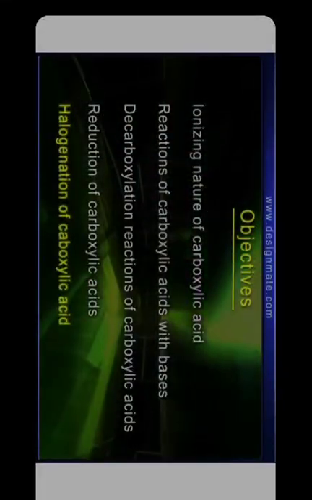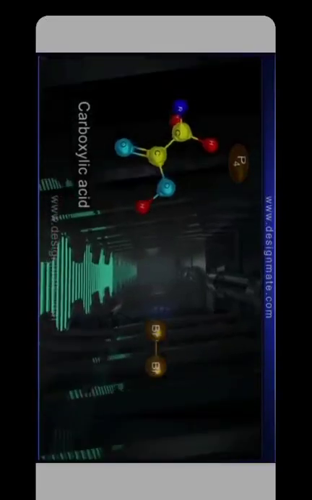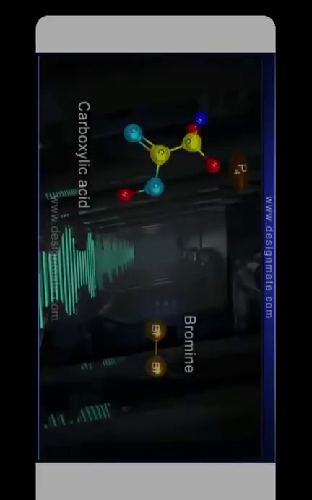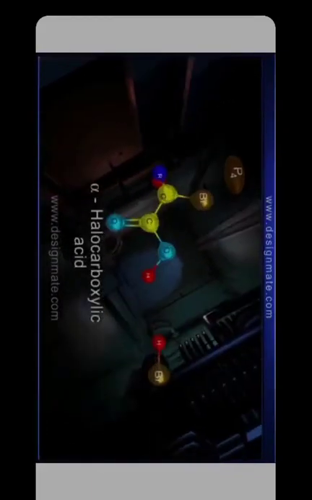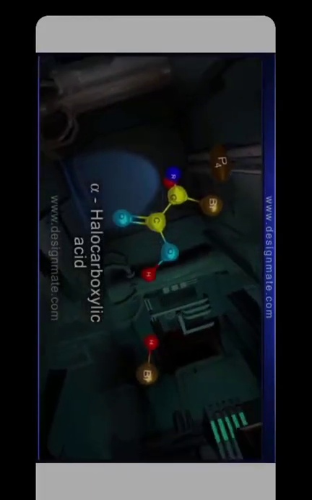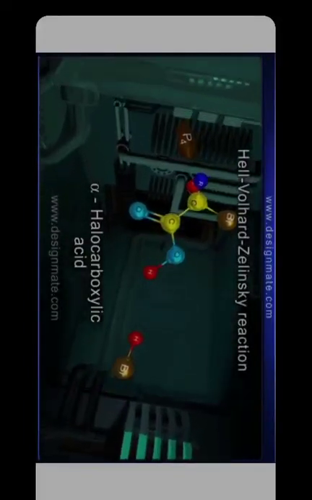Halogenation of carboxylic acid. A carboxylic acid having an alpha hydrogen atom is treated with bromine in the presence of red phosphorus to give alpha halo carboxylic acid. This reaction is also called Hell-Volhard-Zelinsky reaction.